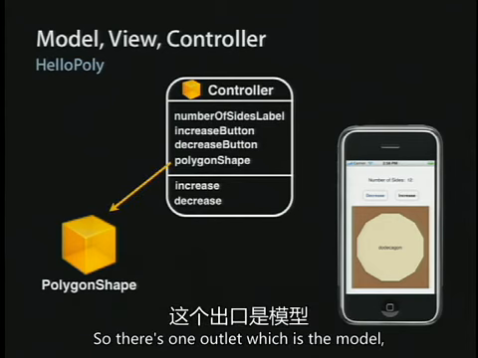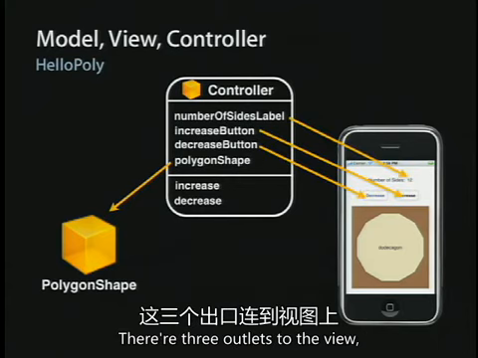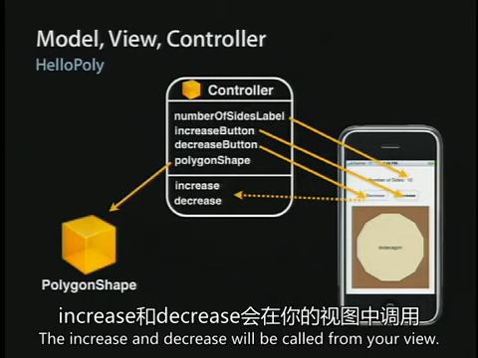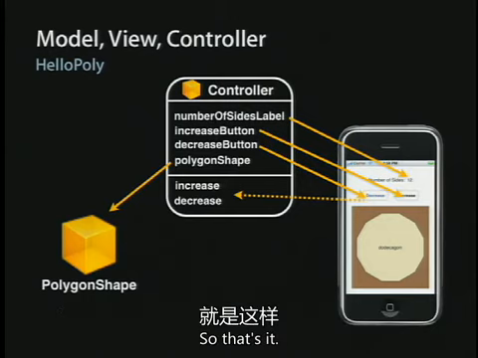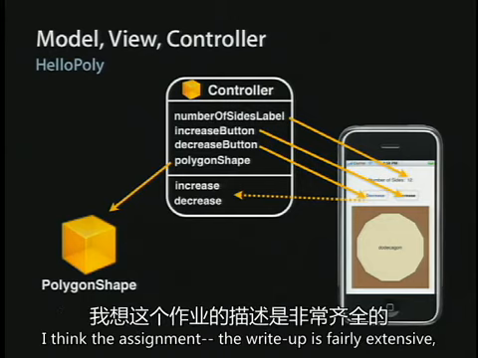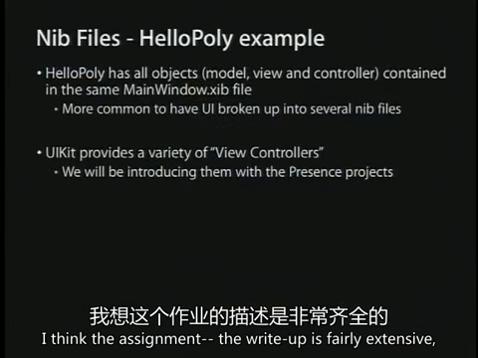So there's one outlet, which is the model. There's three outlets to the view. The increase and decrease will be called from your view. So that's it. I think the assignment write-up is fairly extensive.